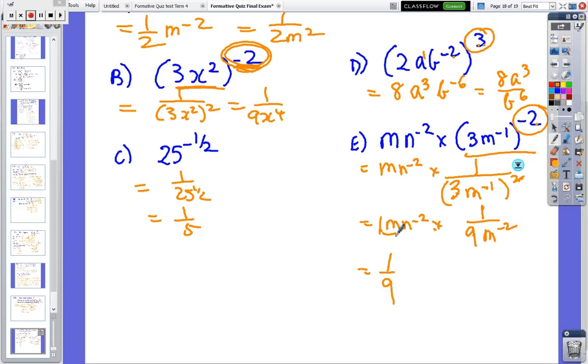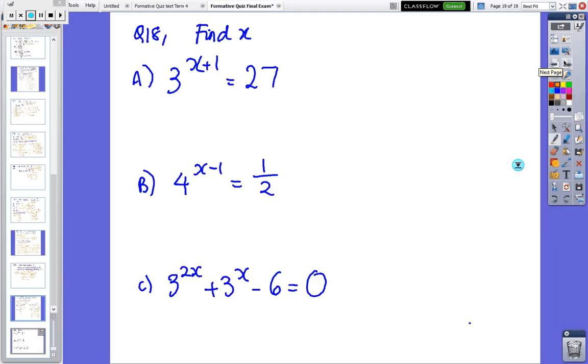Okay, m divided by m to the minus 2. Divide means subtract the indices, so minus minus 2 becomes add. So we've got m plus 2 is 3, and then n doesn't have any partners, and then 9's on the bottom, and so is the n. Okay. And last page. Okay, so equations, so have a go when you're ready.